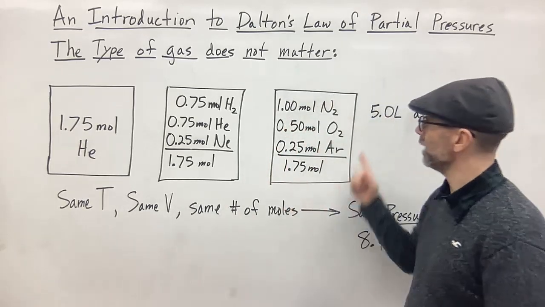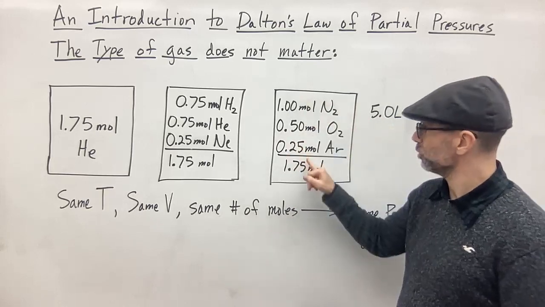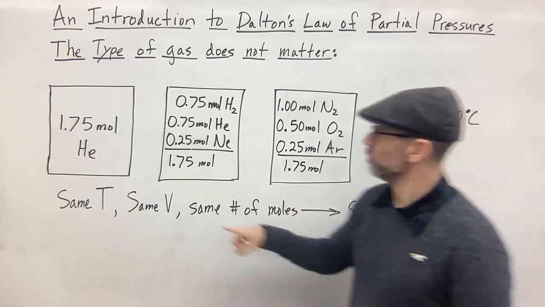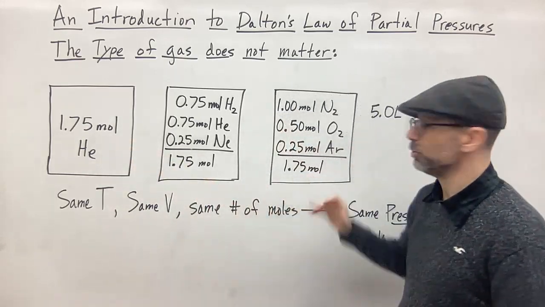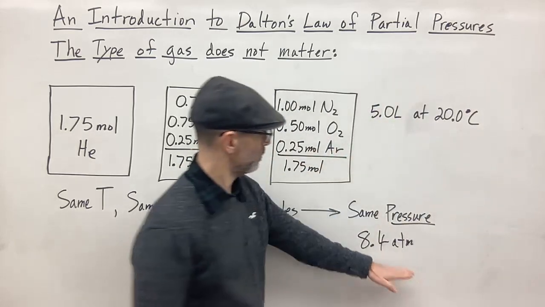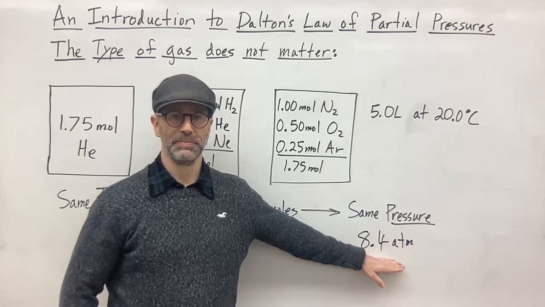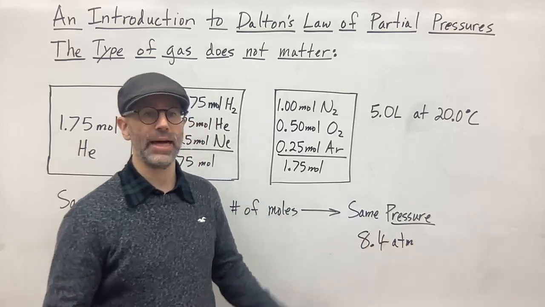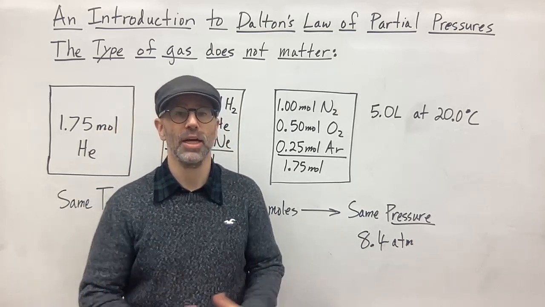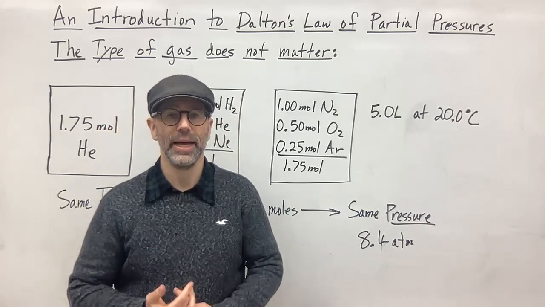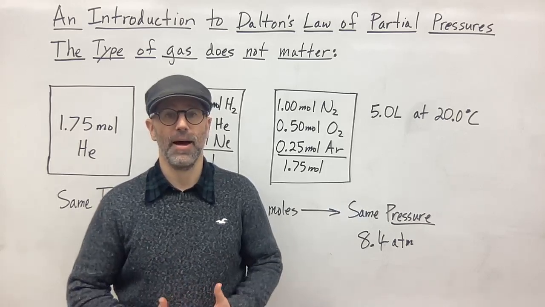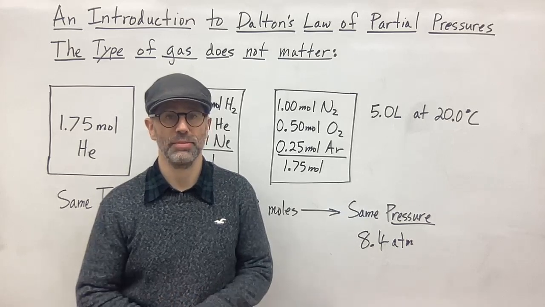And so again, here we have a different set of gases with a different number of moles. And if you add up the number of moles, you still get 1.75. So the number of moles stays the same. You plug that into your ideal gas law, and you get the exact same pressure out of the equation. So the type of gas doesn't matter, right? The reason is that as long as the temperature and volume are the same, and the number of moles are the same, then you'll always get the same pressure, right?